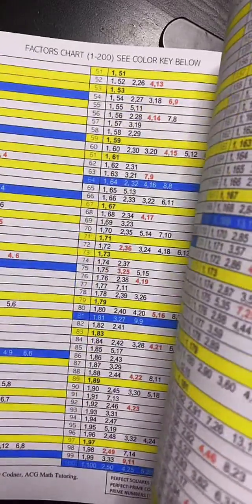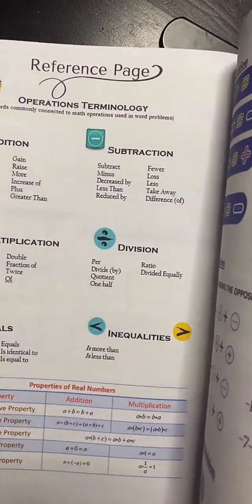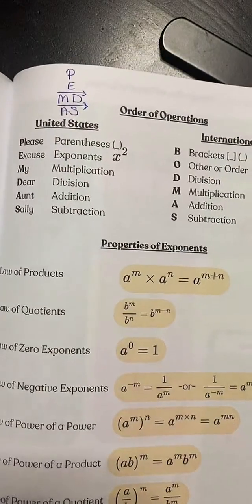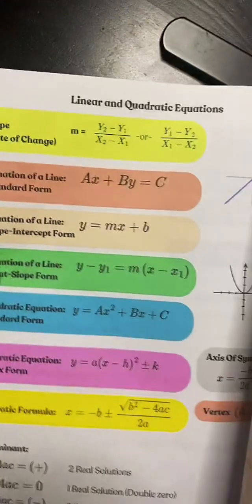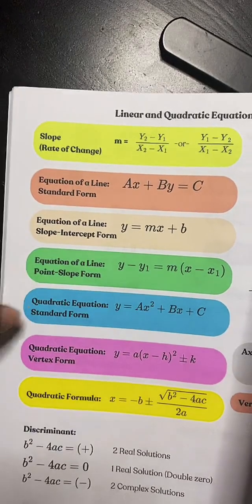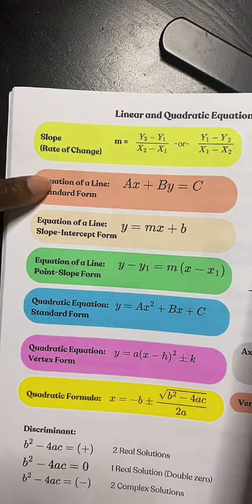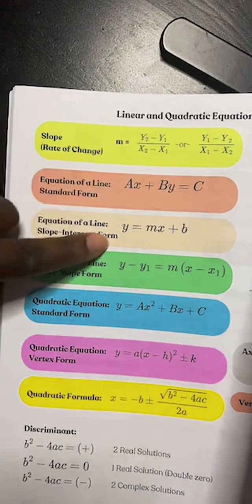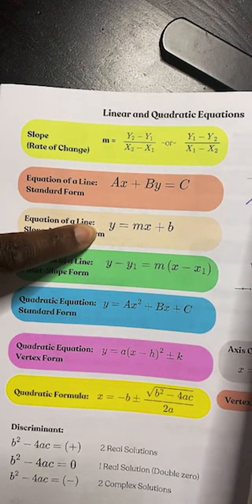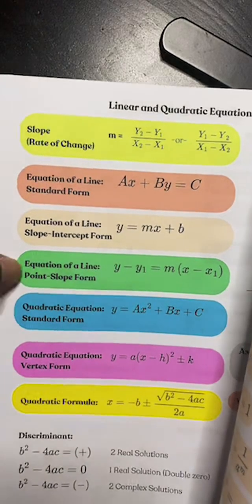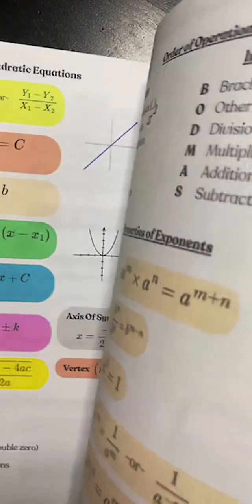Then also right here is just a whole bunch of resources that you can use, like for word problems, the rules for integers. Okay, looking at the orders of operations, we have linear and quadratic equations, the formulas. This one actually looks more familiar. Ax plus by equals c. And also this looks familiar. Y equals mx plus b. All right. I think I said vertex form. I probably meant point slope form.